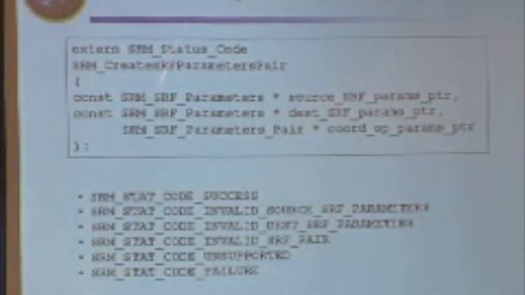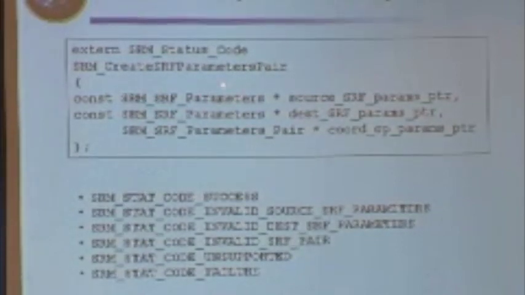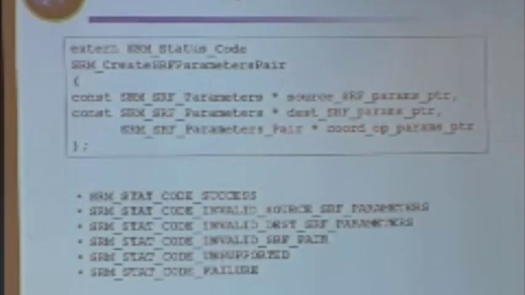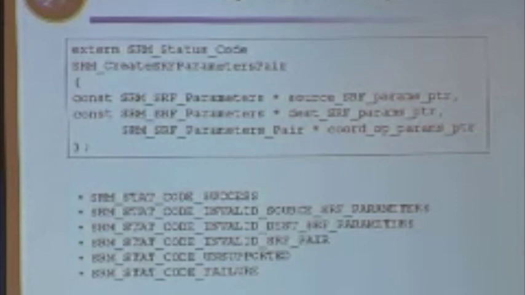Here's the operation setup. The first thing you have to do is create a parameter pair in which you have spatial reference frame parameter structures that tell exactly what your spatial reference frame source is and your destination. And that returns this coordinate operation parameter set pointer. And this is an opaque object which has to be used for subsequent operations.